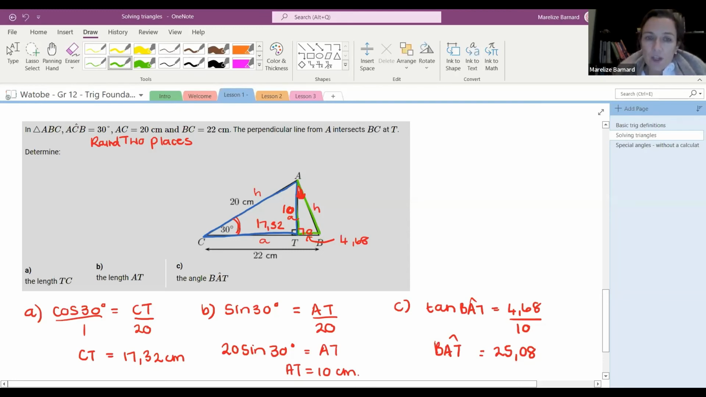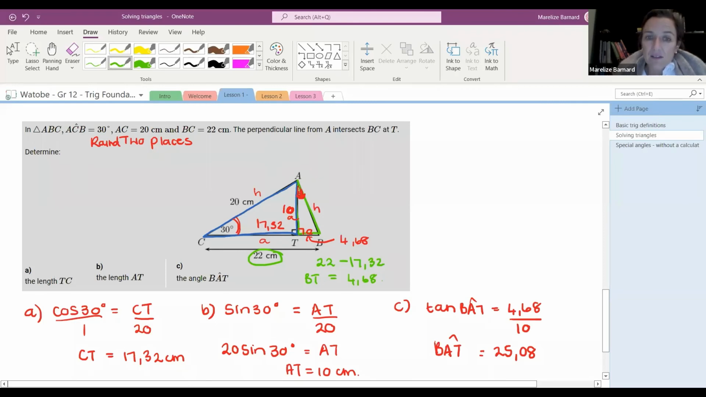We know that CB, like it's given here, CB is 22, and we already worked out that CT is 17.32. That means that TB is 4.68. We're just going to go 22 minus 17.32, which gives me BT, and that is 4.68.